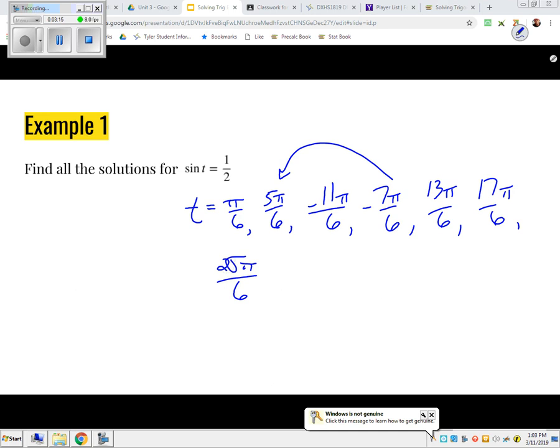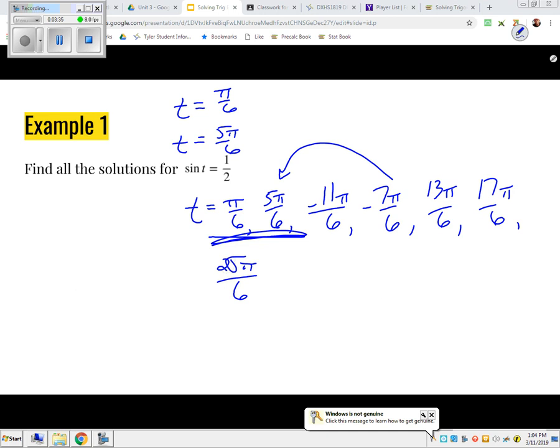So we need a shortcut on this. What I want you to do is tell me the two that are on your note card. That's going to be on your unit circle, which are the two first ones you gave me. The most obvious ones are the ones that are between 0 and 2 pi. So pi over 6 and 5 pi over 6.